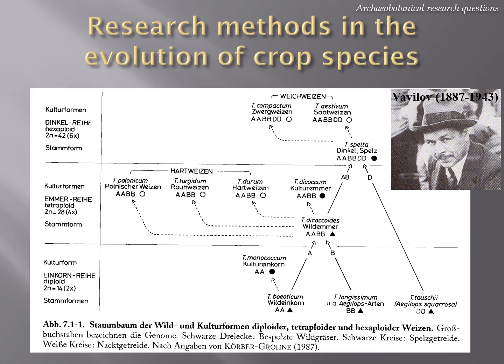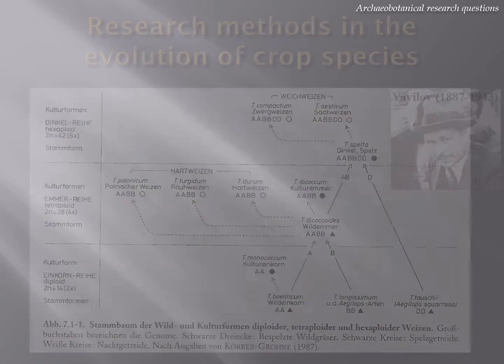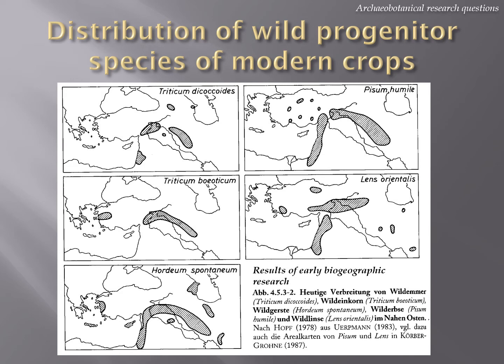Historically, this kind of research is strongly linked to early evolutionary studies. First detailed biogeographic works go back to the Russian botanist and geneticist Nikolai Vavilov, who discussed diversity centers of modern crops and the phylogeny of cereals. One result of these early biogeographic investigations is our knowledge on the distribution of wild progenitor species of modern crops, which defined the area of the Fertile Crescent in the Near East, as indicated in this figure here.